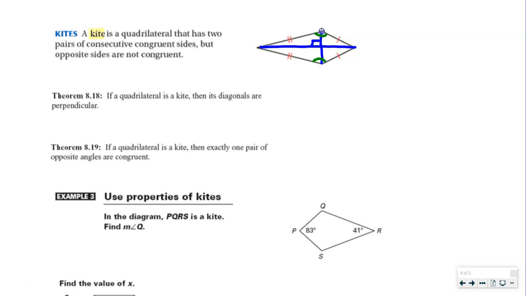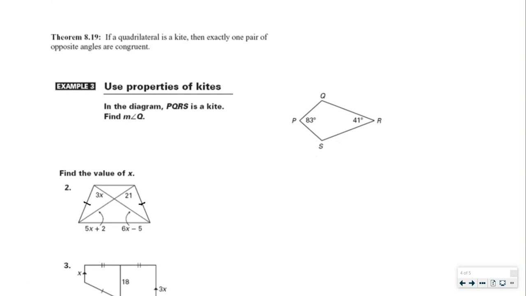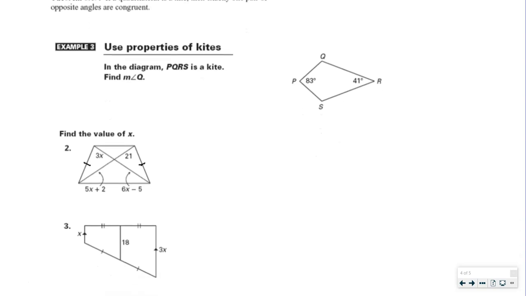So let's use some of those properties to help us figure out, in this case, the measure of angle Q. In this diagram, we see that PQRS is a kite. We want to find angle Q. Angle P and angle R are not the same, but I know it's a kite, so I know exactly one pair of opposite angles are going to be congruent.